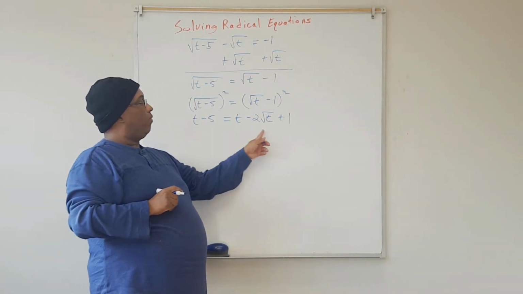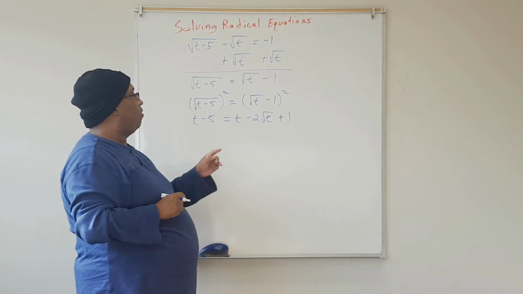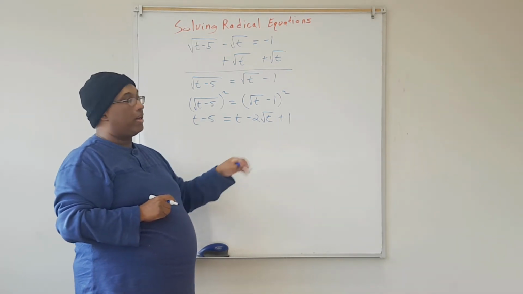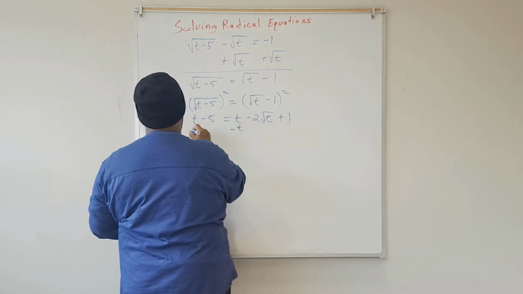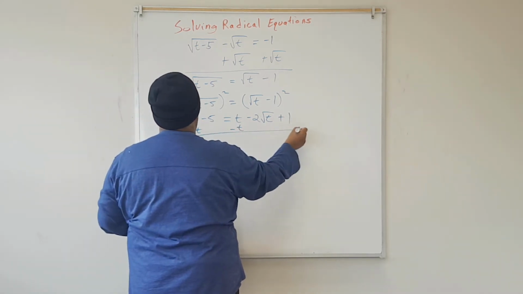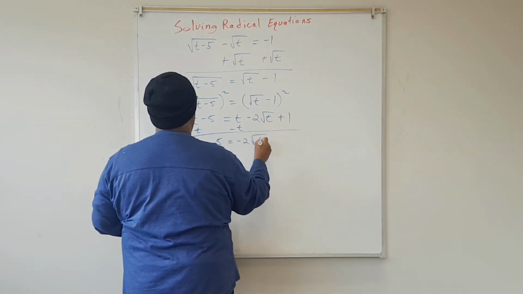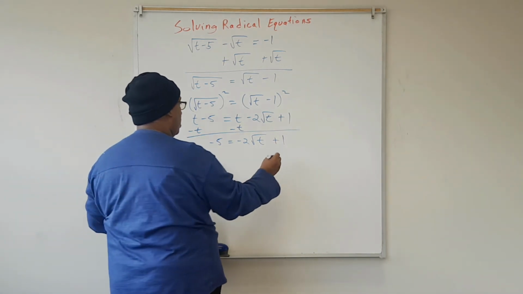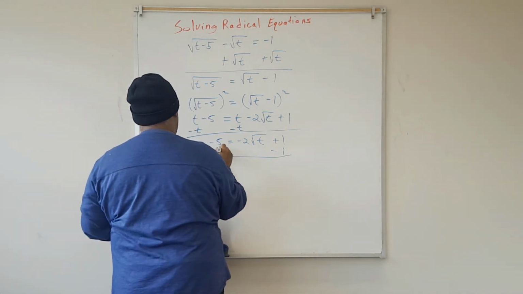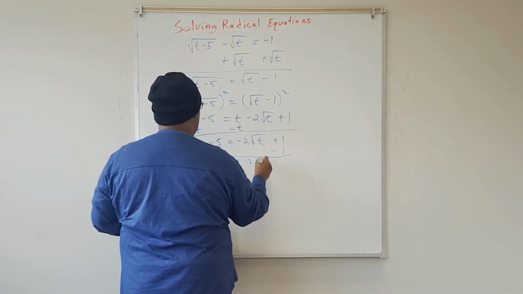Now we have one radical left. We need to isolate that radical. So we can move everything over and leave the radical on this side. Minus the t. We get -5 equals -2 square root t plus 1. Move the 1. We get -6 equals -2 square root t.